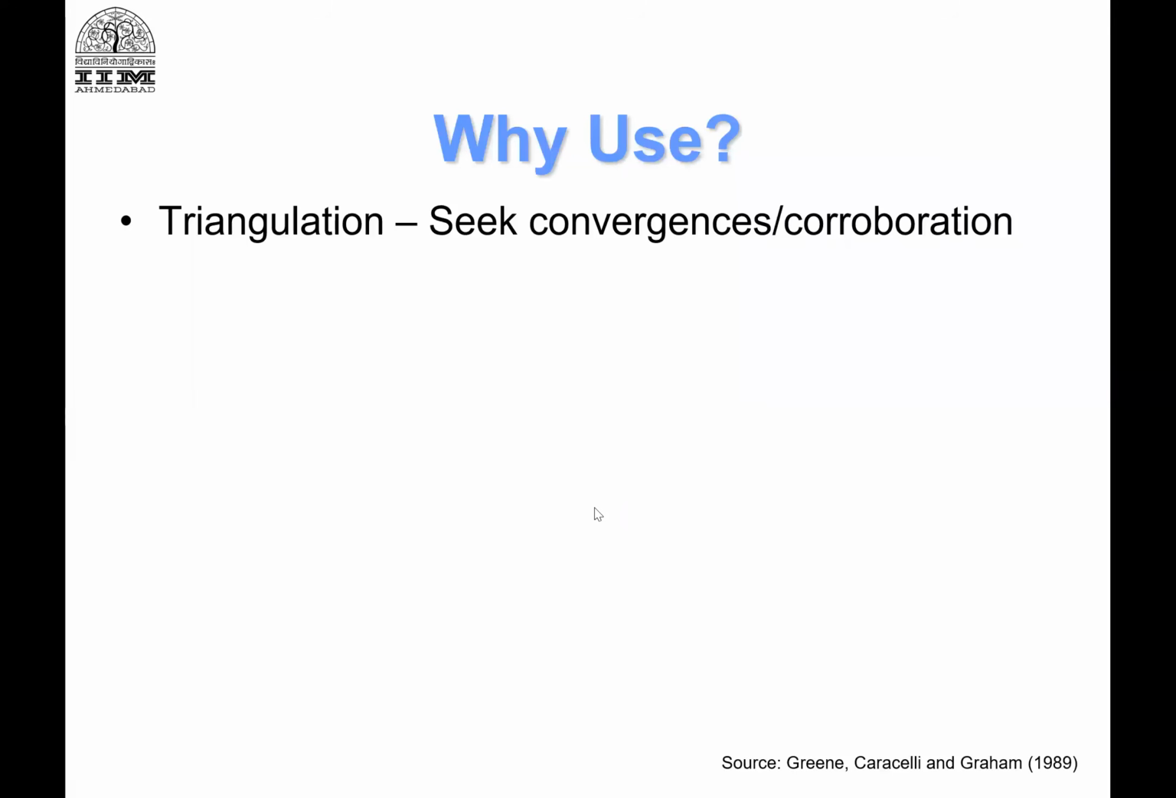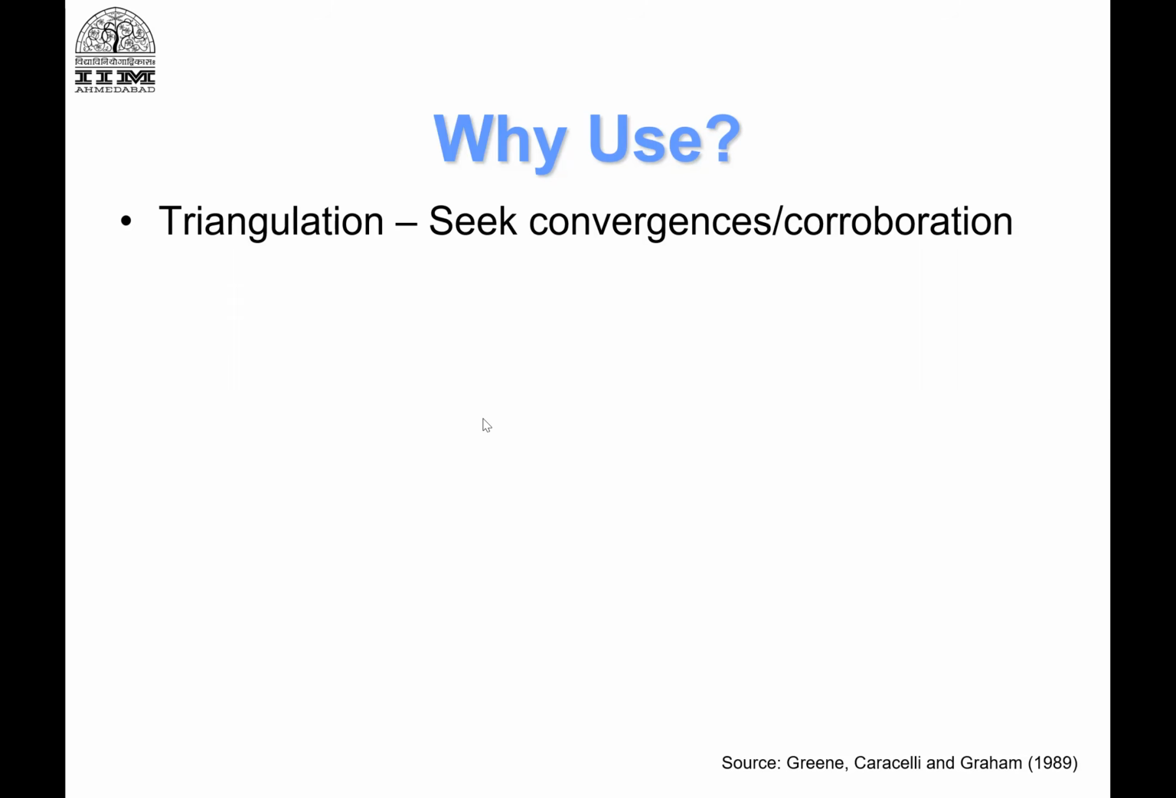mixed methods research. So there is a school of thought which is now developing, which we call mixed methods. And what is mixed methods research? Mixed methods research is a school of thought where people have started to mix methods. That is, they have started to combine qualitative methods with quantitative methods. And why do they do it?